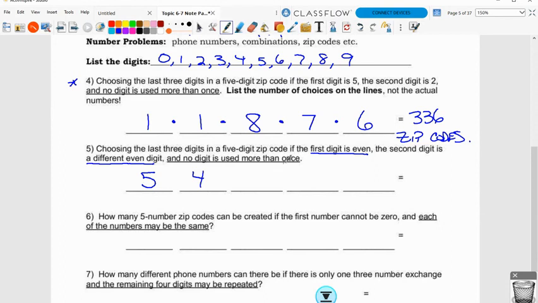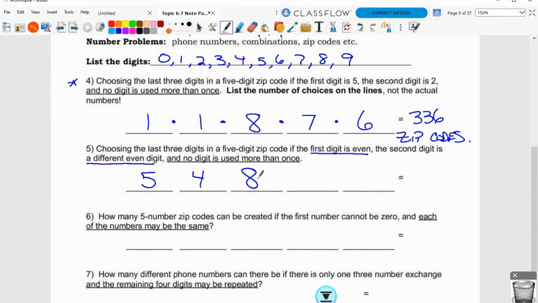Now, for the last 3 spots, there are no qualifications that they've given me, except I can't use any digit that I've already used. Remember, there are 10 different digits. In the first spot, I had 5 choices, but I used 1 digit. In the second spot, I had 4 choices, but again, I used 1 digit. So that's a total of 2 digits that I've used already that I can't use again, which means that I have 8 choices for my third digit.